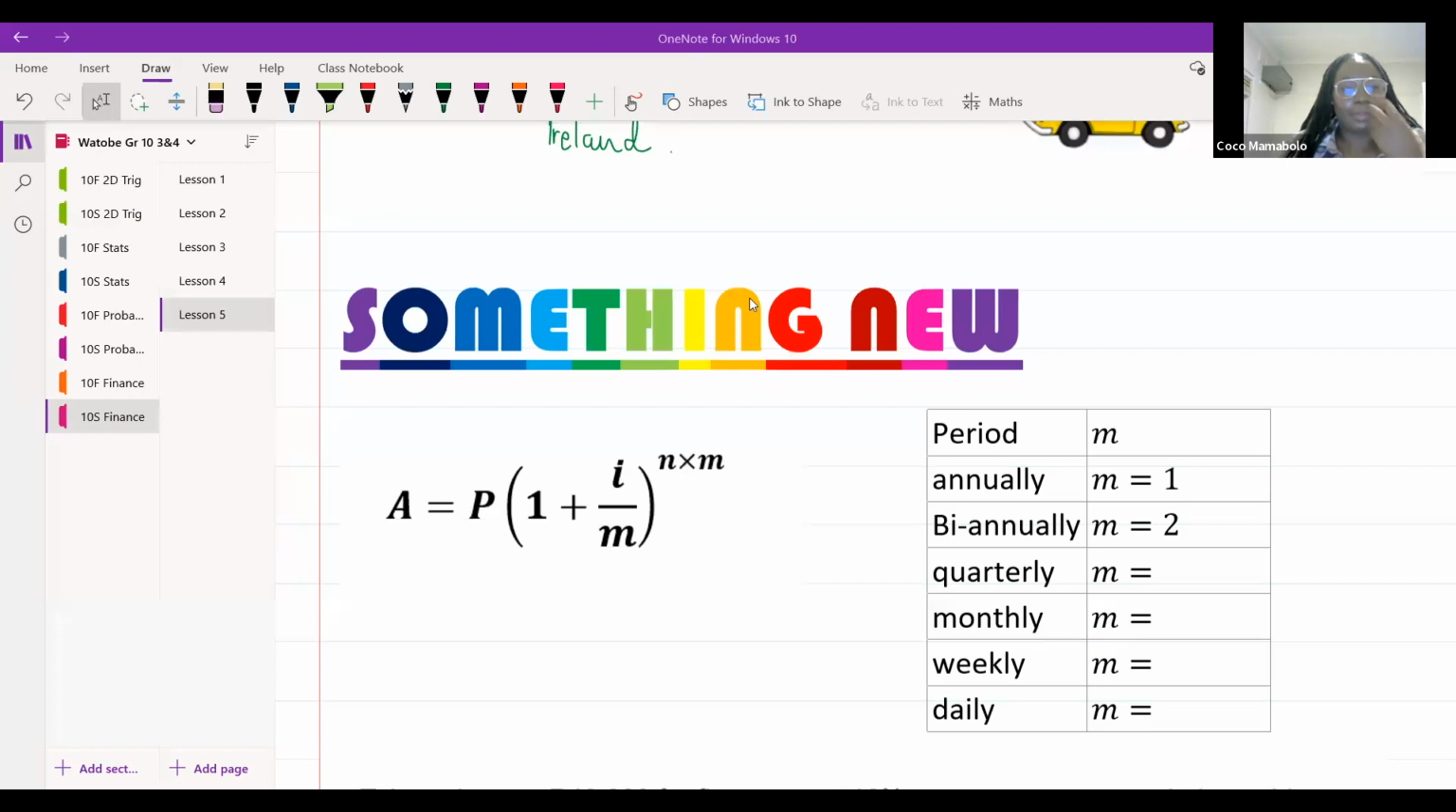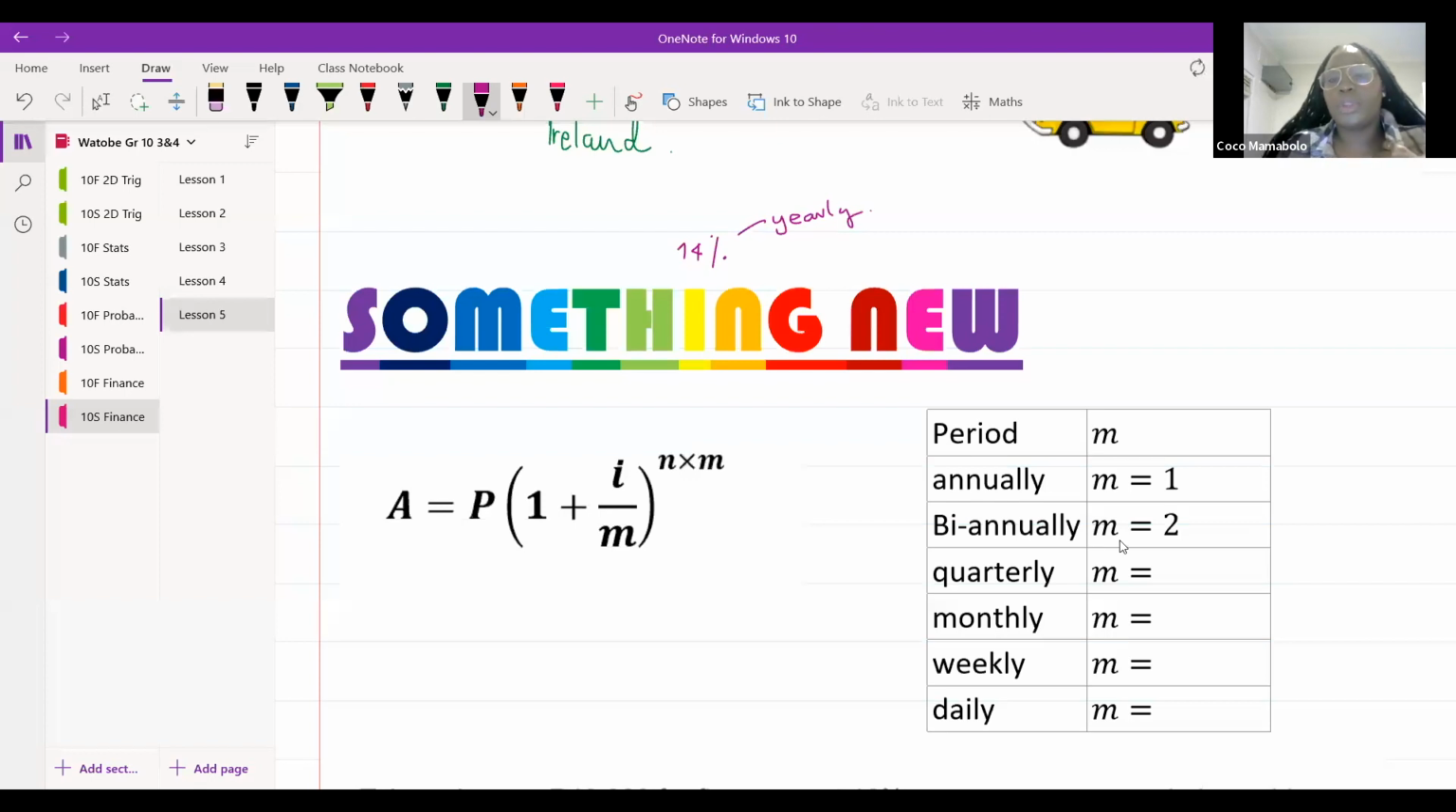So we said that, for instance, the bank offers you an annual interest rate of 14%, but you only want to open a savings account for a holiday that's coming up in 6 months. So how do we take this yearly interest rate and turn it into something that we can compare over 6 months?